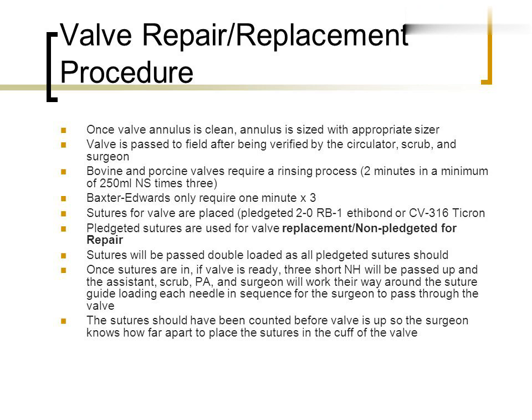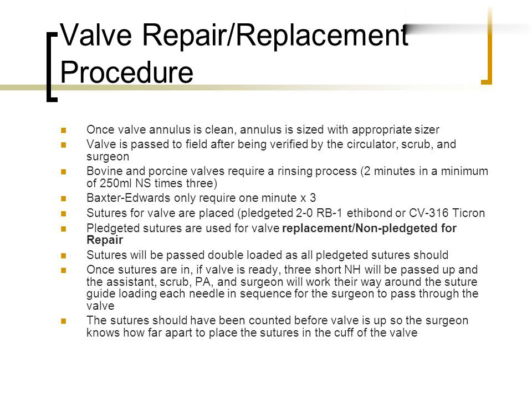Baxter Edwards only require 1 minute x3. Sutures for valve are placed, pledgeted 2-0 RB1 Ethibond or CV316 Ticron. Pledgeted sutures are used for valve replacement, non-pledgeted for repair. Sutures will be passed double-loaded as all pledgeted sutures should.